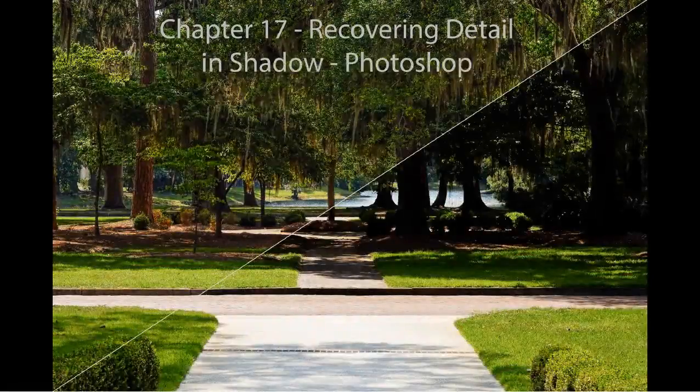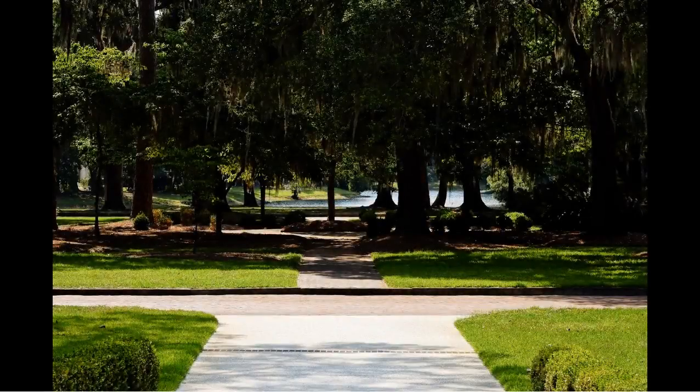Chapter 17 is going to teach you about recovering detail in shadow. If you look at this image, it looks really good as far as exposure goes. Everywhere you look, the exposure is perfect, except under the trees and the trees themselves. The shadowed areas underneath the trees are grossly underexposed. So how do you correct that without affecting the parts of the image that are properly exposed? And the way you do it is like this.